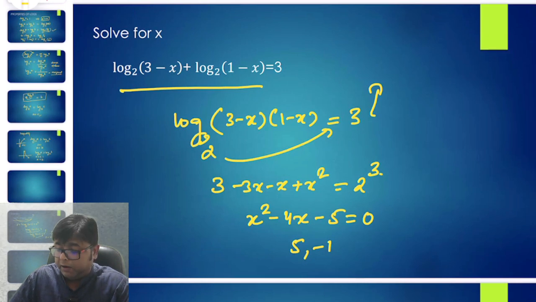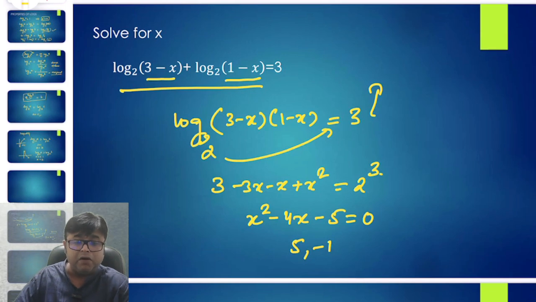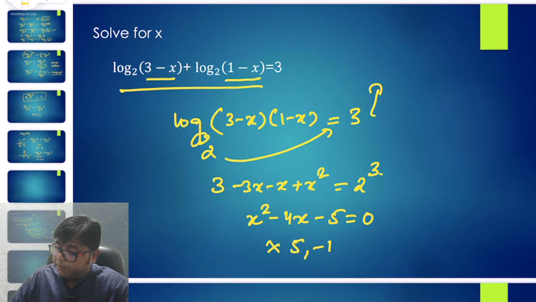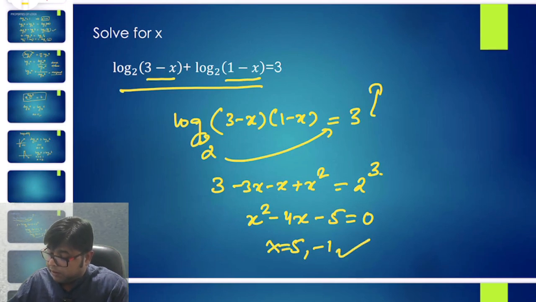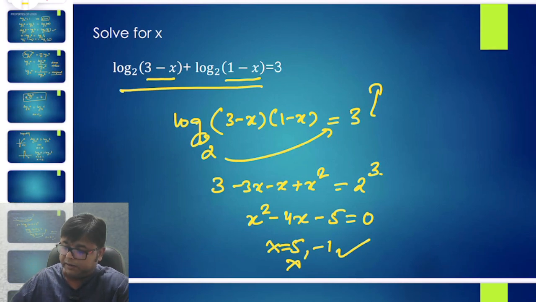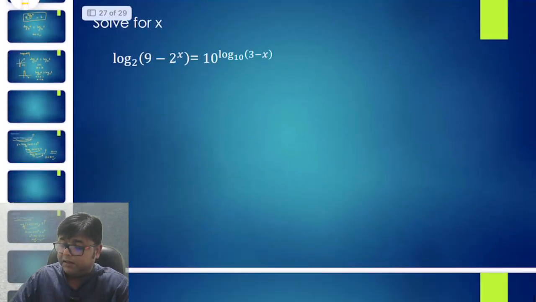But I cannot take 5, because if I put a 5 here, then the number of which I am taking log will become negative. So 5 is not allowed. If I put minus 1, then 3 minus minus 1 will become 4, perfectly all right, and 1 minus minus 1 will become 2, which is perfectly all right. So the answer will only be minus 1. 5 will be discarded. Very, very important, right? Let's move on to the next.